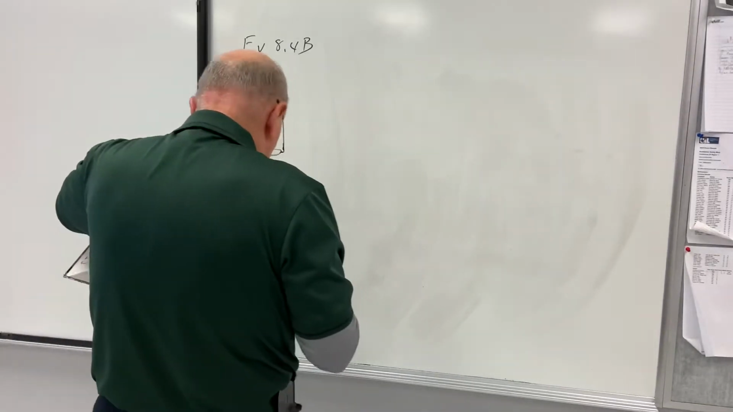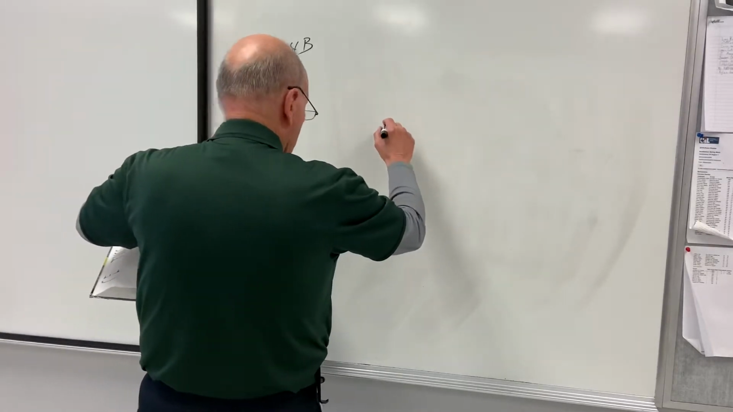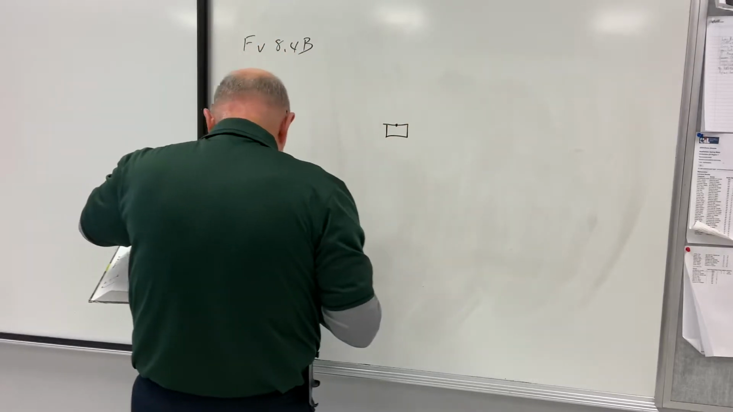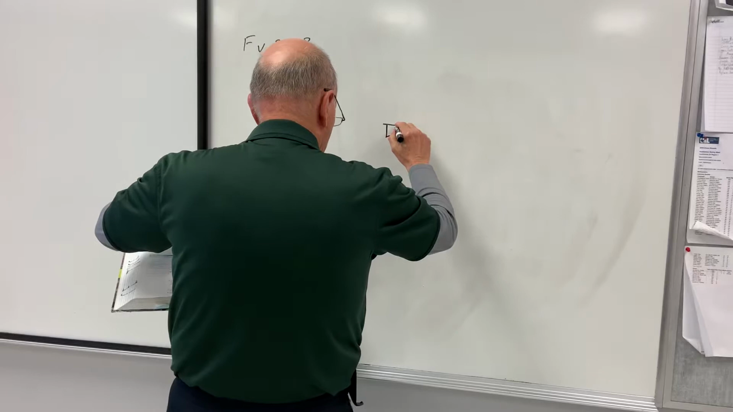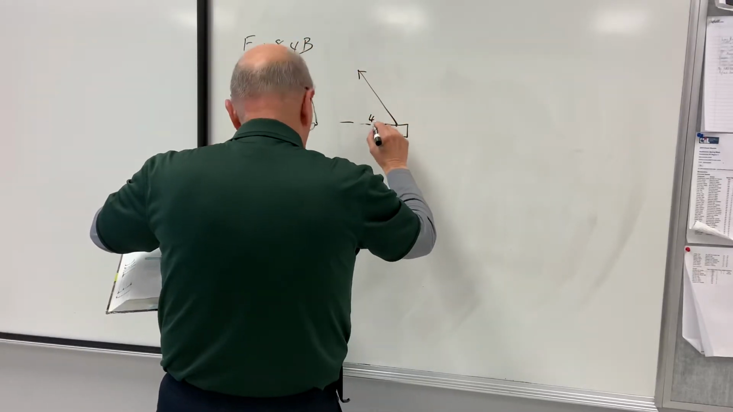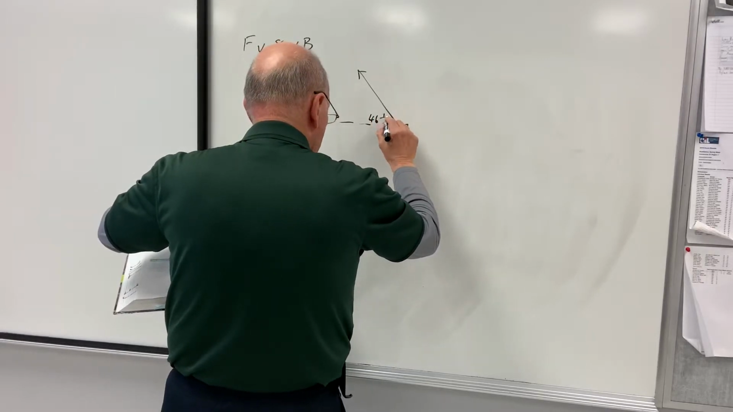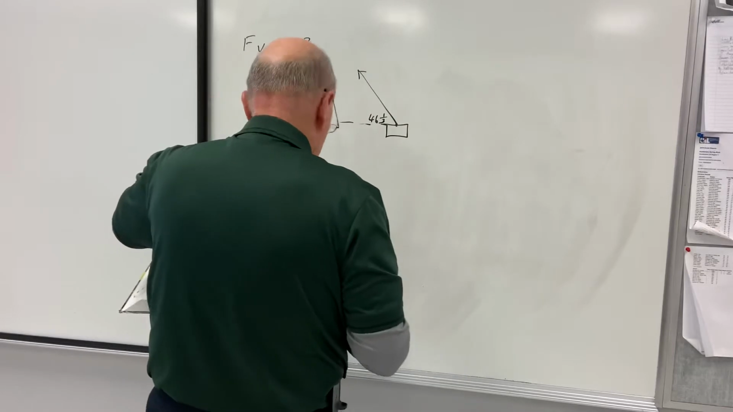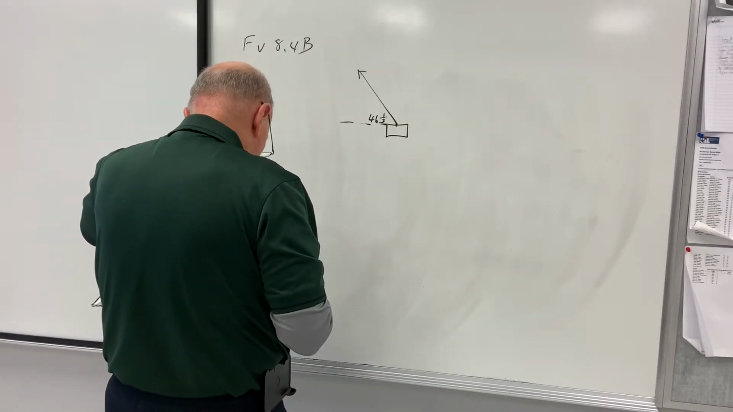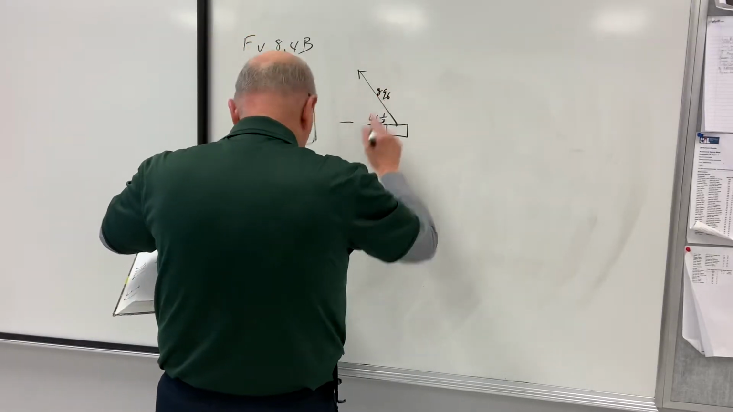It says a crate is suspended by two ropes. One rope makes an angle, so we have the crate here, and we have one rope that makes an angle of 46 degrees and 20 minutes. In other words, we know 46 and 1/3, 20 minutes is a third of a degree. 46 degrees, 20 minutes with the horizontal, and has a tension of 89.6 pounds.